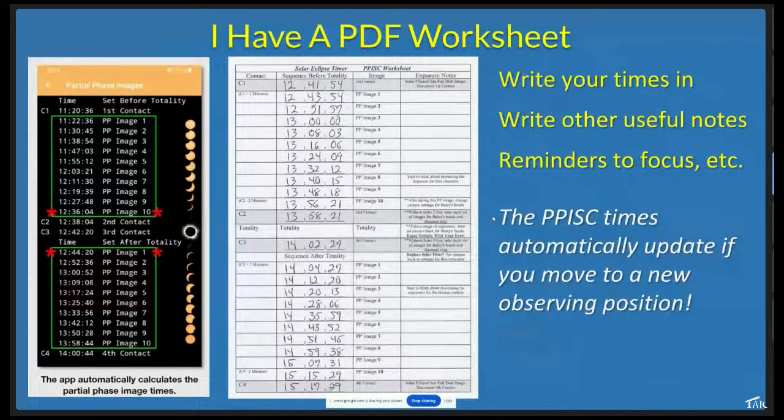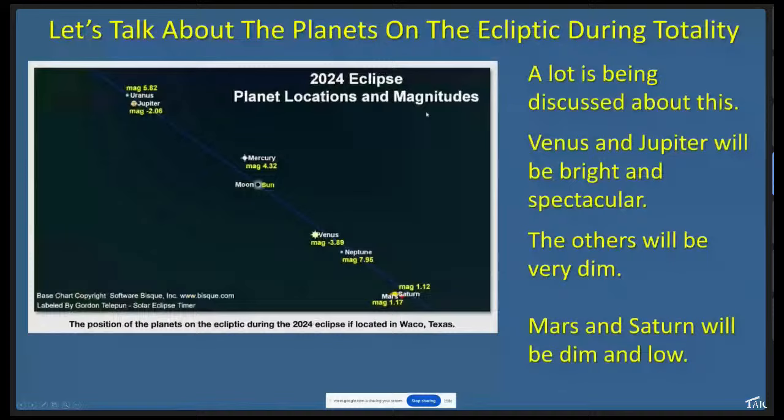And then I have a PDF worksheet that you can download from my website. It's blank, and you can write in all your times. It also has areas to write in notes about when you want to focus or when you want to turn on another camera or whatever reminders you want. And also, the PISC times automatically update if you move to a new position. So if you move to a new position 4 hours before the eclipse and you re-geolocate, you'll get a new set of partial image times to use.